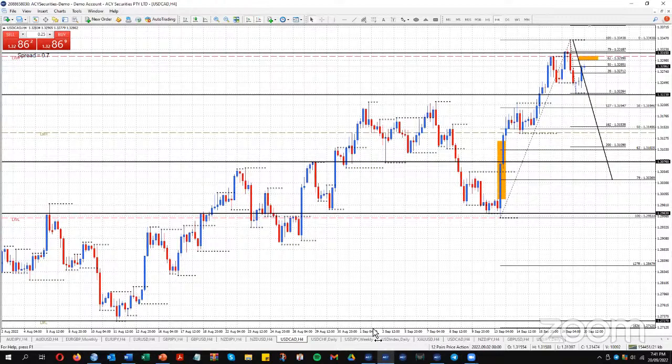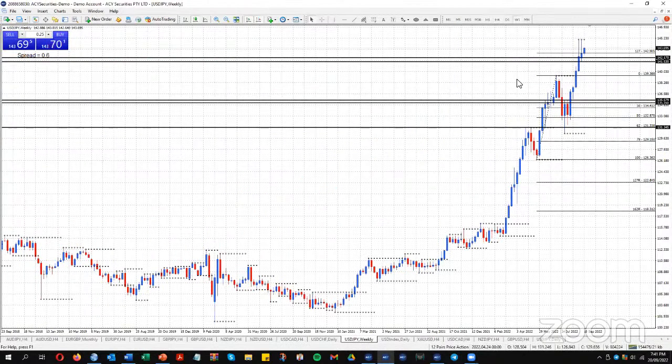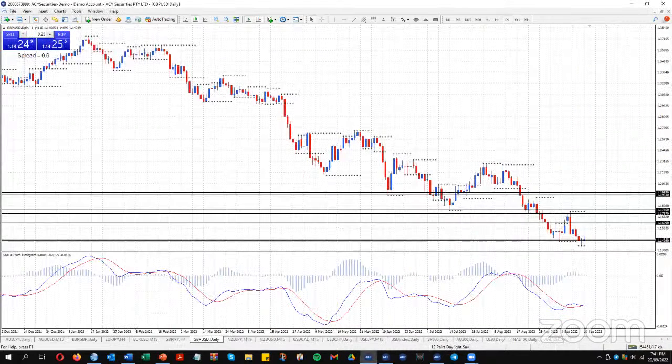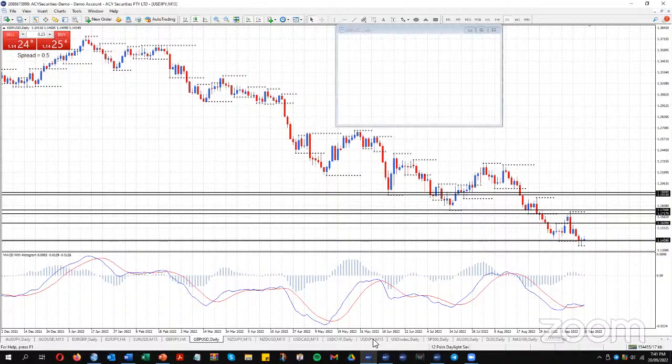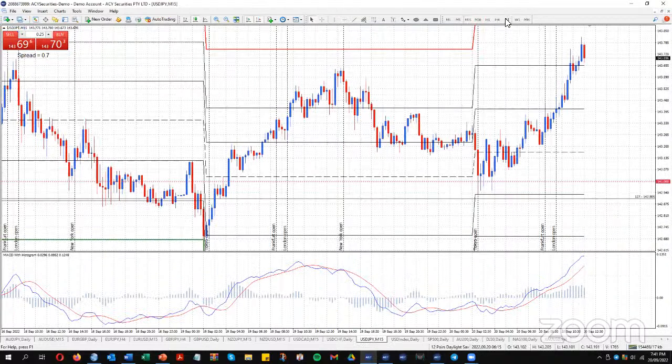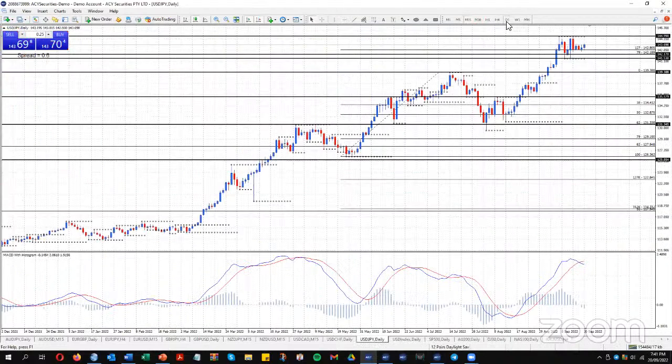All right, we've already discussed the BOJ. And this dollar yen, this is the weekly look. It's overextended at the moment. Just go to my other charts. I think I've got a few more resistance levels drawn in from the monthly chart.